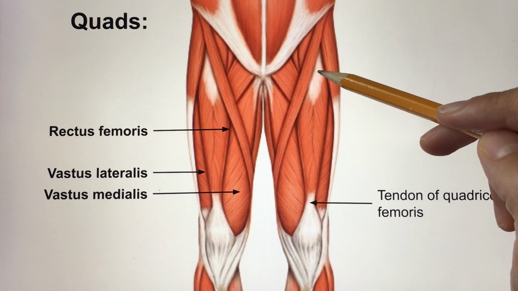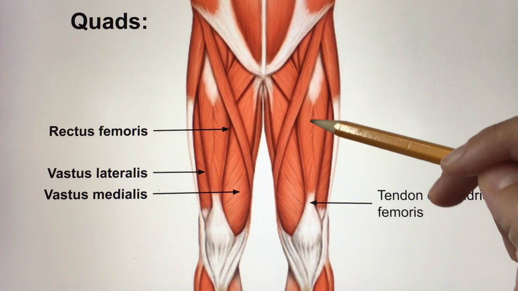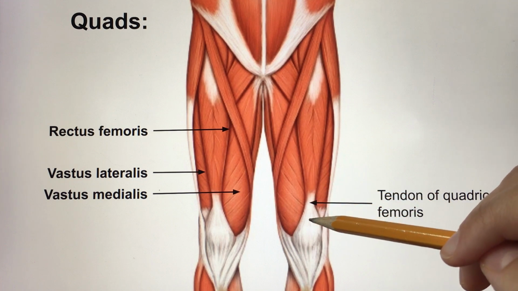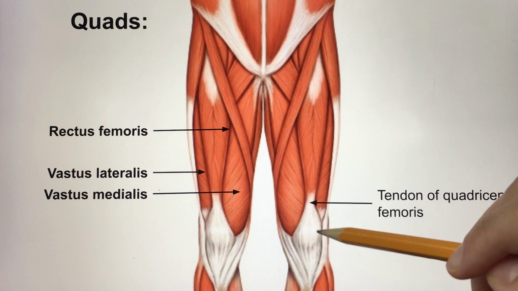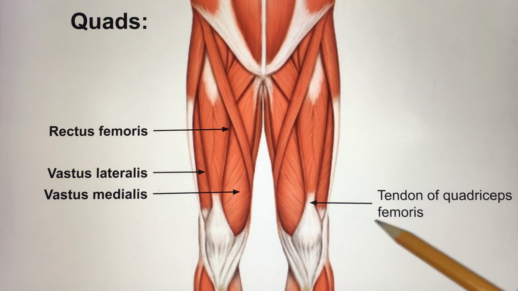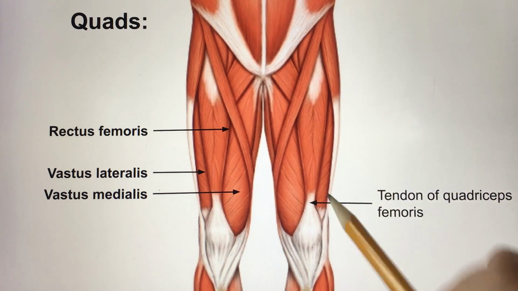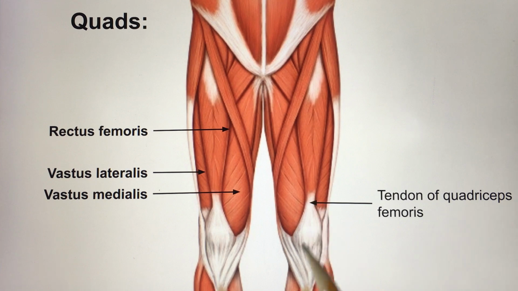You can't see that connection because it's overlapped by sartorius and tensor fascia lata. Then this muscle goes towards the knee and it is actually connected to the kneecap. Its tendon is called tendon of the quadriceps femoris. Every tendon in the body also has a name. We're not going to go over every single name of the tendon. We're just not going to have enough time for it. And I'm just going to mention some of the more famous tendons like IT band, the tendon of quadriceps femoris.